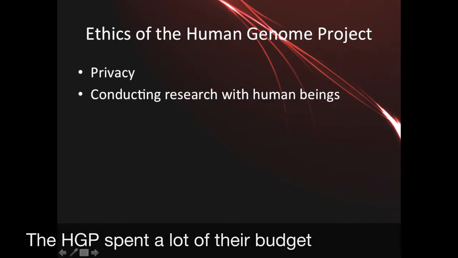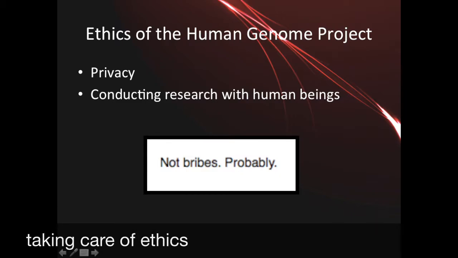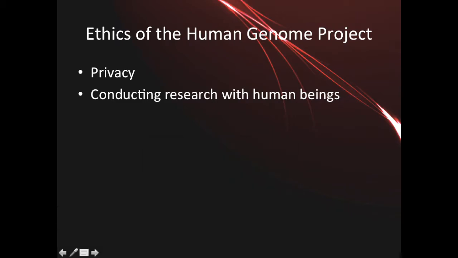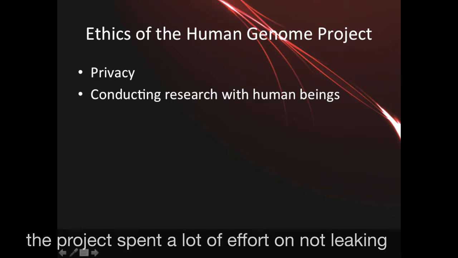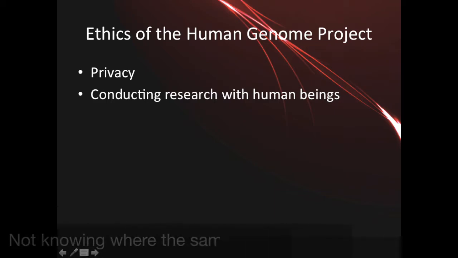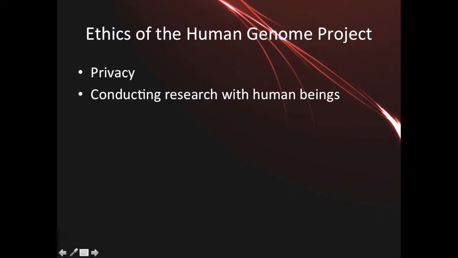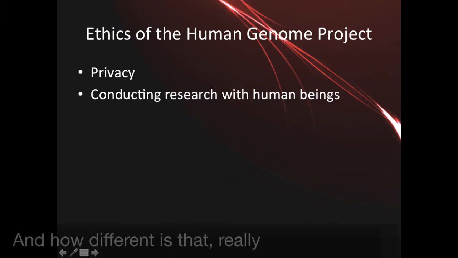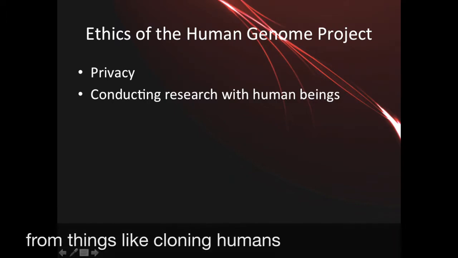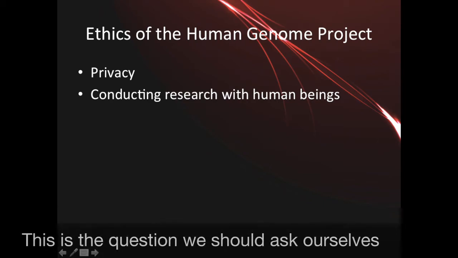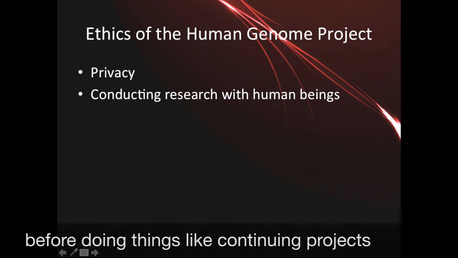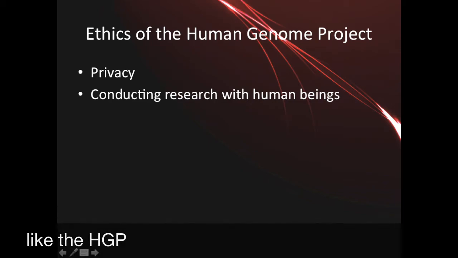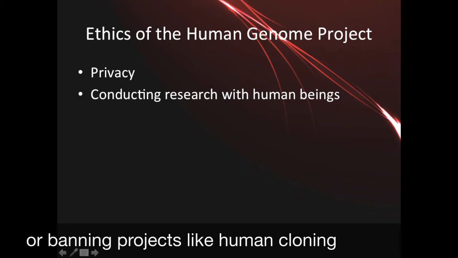The Human Genome Project spends a lot of their budget taking care of ethics. As we talked about before, the project spent a lot of effort on not leaking the privacy of the subjects, not knowing where the samples are from themselves, so privacy is not an issue here. What is more arguable is the fact that although we are only taking DNA samples, it's still testing on humans, and how different is that really from things like cloning humans? This is the question we should ask ourselves before doing things like continuing projects like the Human Genome Project, or banning projects like human cloning.